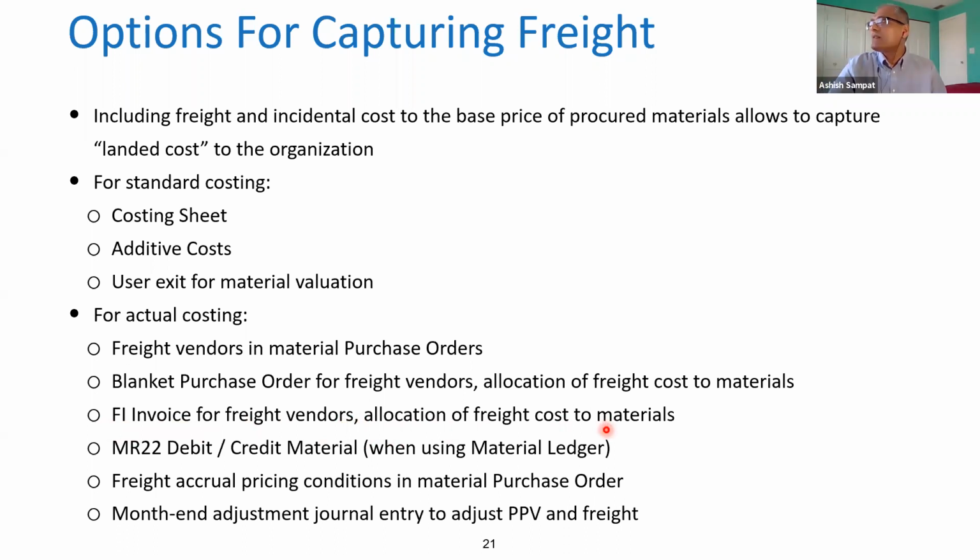What will be the basis? Either volume or weight or some other methodology. And then if you're using material ledger, we can always use MR22, debit credit material. This is also a very powerful feature on SAP. And then when it comes to using purchase orders, so one can say I will create a freight accrual pricing condition, and that can be used for the purpose of accruing my freight costs, and then actuals also are captured on similar lines. So we will look at that option.